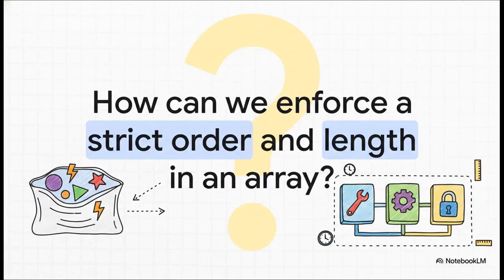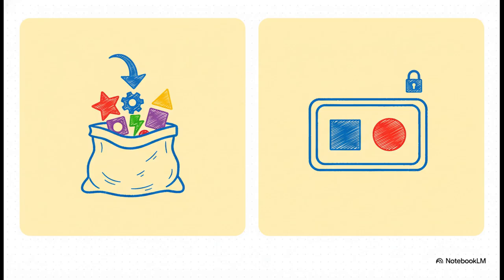You know how arrays are, right? You can just throw anything in there. A mix of types, any number of elements. But what if you need something way more specific? What if the order and the exact length are absolutely critical? And this right here shows you the whole story.